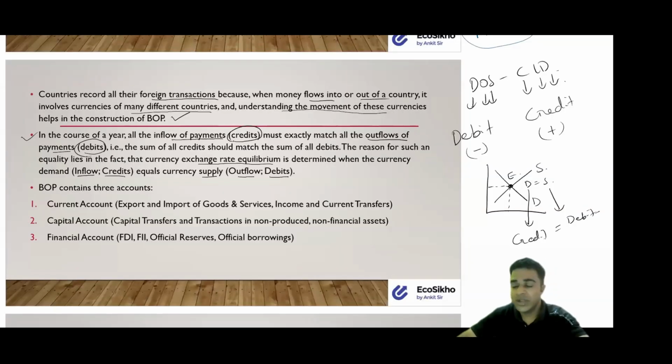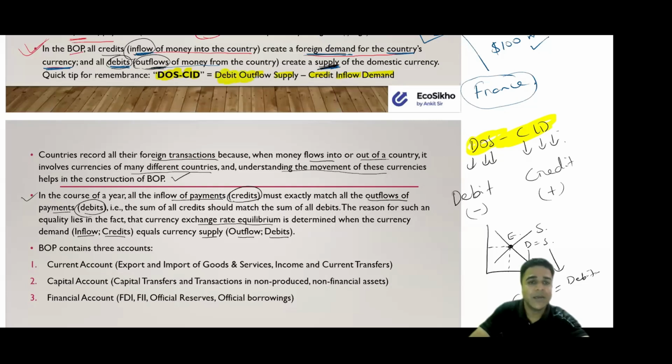That brings us to three different accounts under balance of payment. I hope we are all on the same page right now. We have talked about what a balance of payment is. We have talked about the different natures of items that are recorded on the balance of payment. We have talked about this important cheat code, DOSCID, which indicates debit, outflow, supply and credit, inflow, demand.